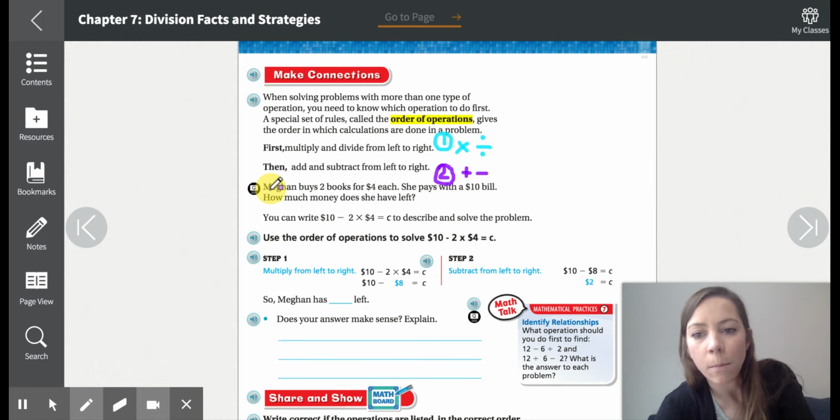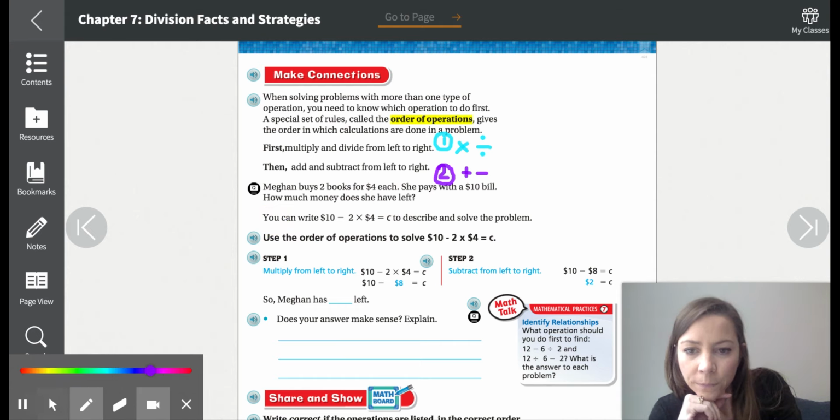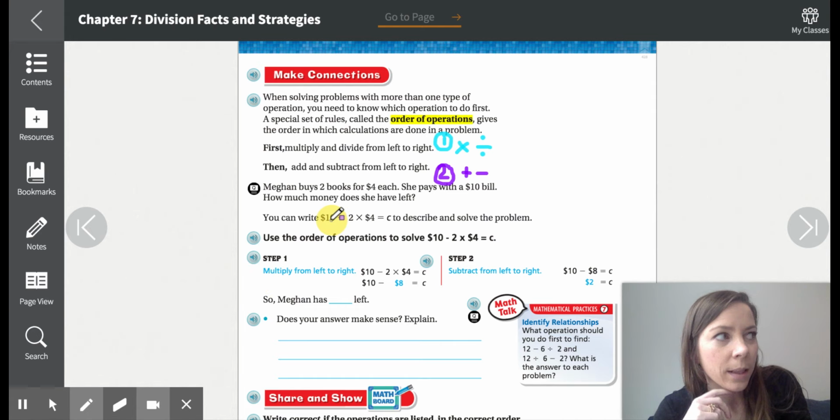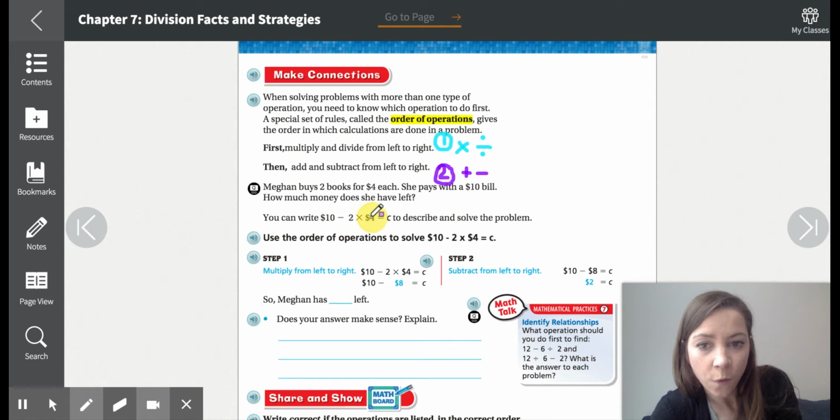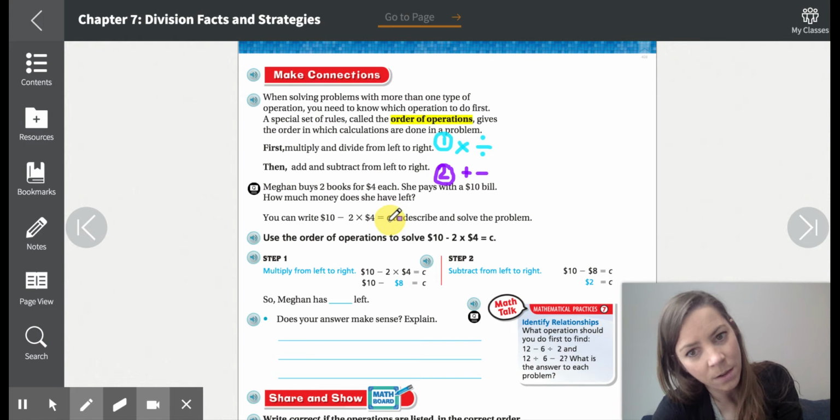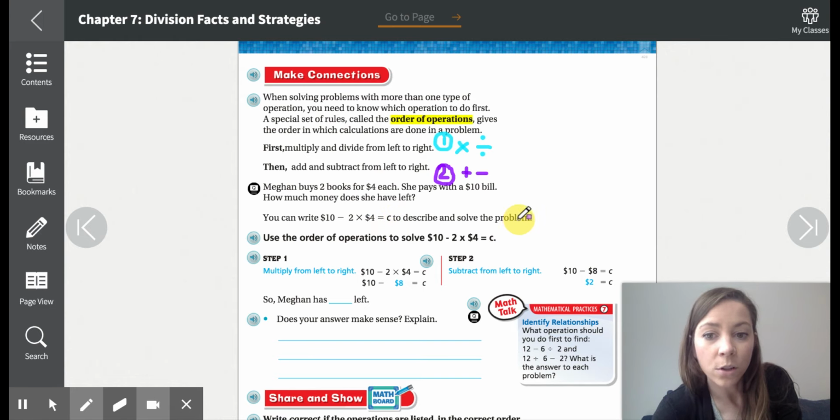So let's look at this problem. Megan buys 2 books for $4 each. She pays with a $10 bill. How much money does she have left? All right, so you could write it like this: $10 is the total minus 2 times 4, because there's 2 books for $4 each. And then they're saying that would equal the cost. To describe and solve this problem, use the order of operations to solve 10 minus 2 times 4.